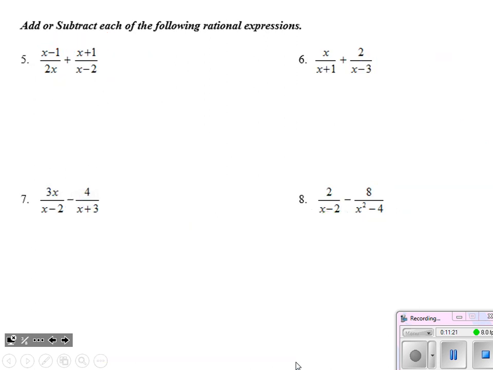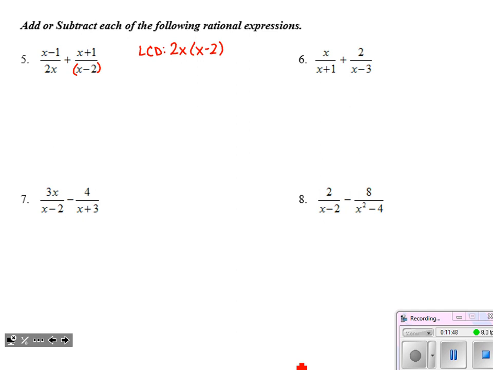All right, for the second grouping, here we are adding and subtracting rational expressions. That means we need a least common denominator. So if I look at number 5, I've got a denominator that's 2x, and I'm trying to add to that a fraction whose denominator is x minus 2. Well, my least common denominator I'm going to get is by multiplying those together, 2x times x minus 2.